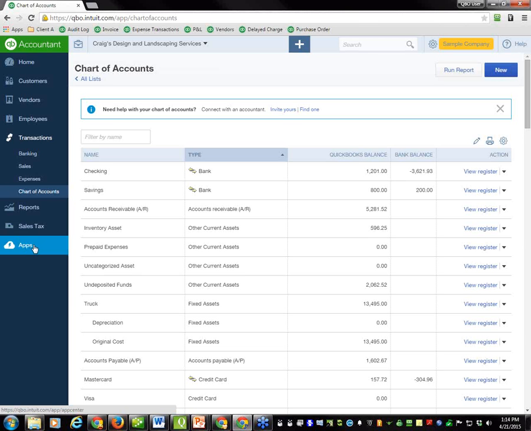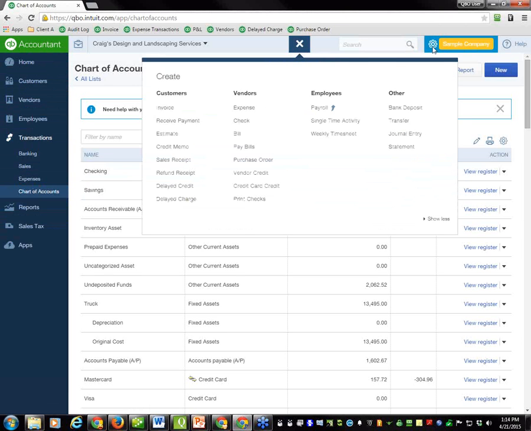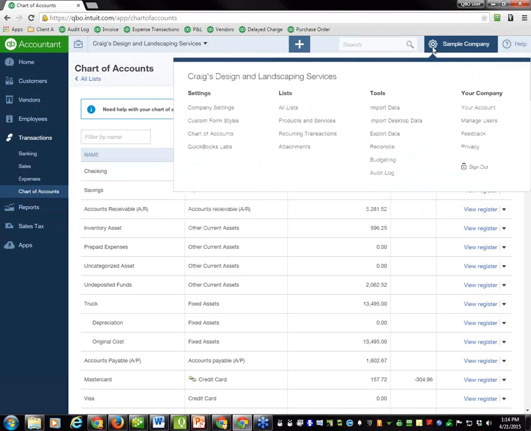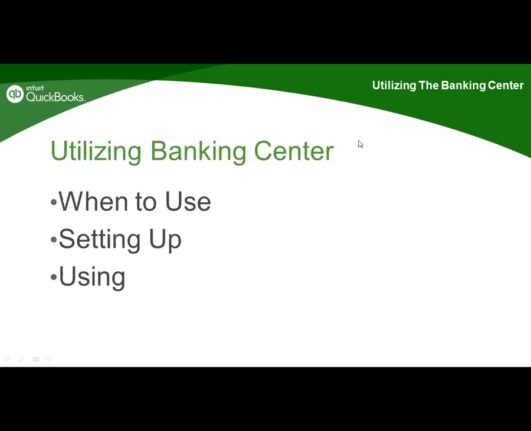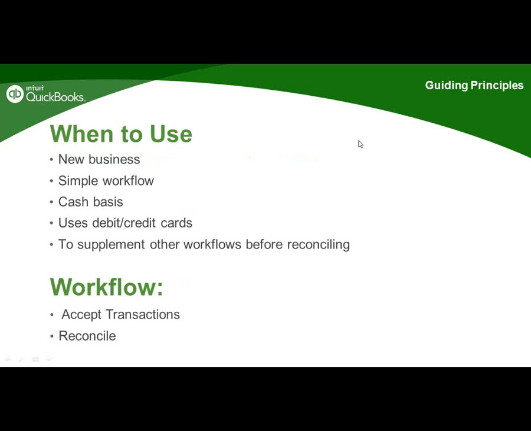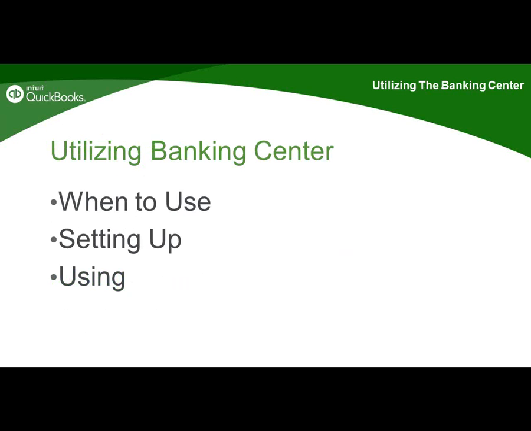So again, 3 ways on our general navigation is we're looking on our left-hand navigation bar, we are looking to use Quick Create, or we're trying to do something using the gear icon. So let's go start actually doing our workflows.